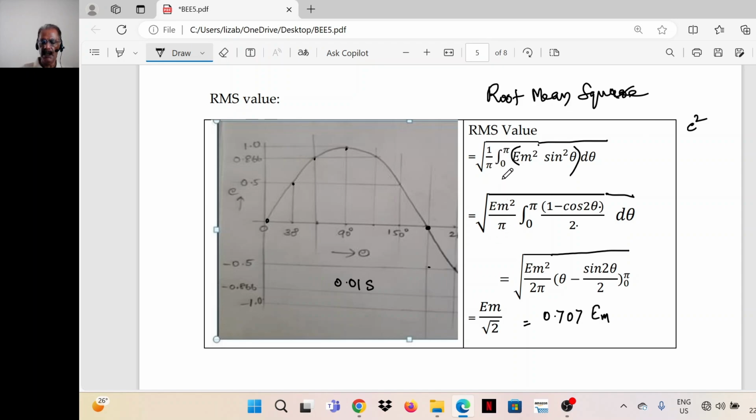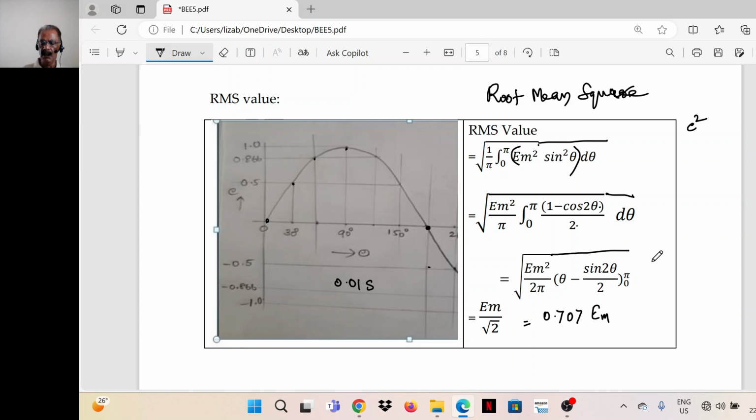So this equation can be simplified, as Em is a constant, to Em square by pi into integral 0 to pi of 1 minus cos theta by 2, since sin square theta can be written as 1 minus cos theta by 2. Integrating and substituting the limits, we get Em by root 2, or 0.707 Em. This is the root mean square value.